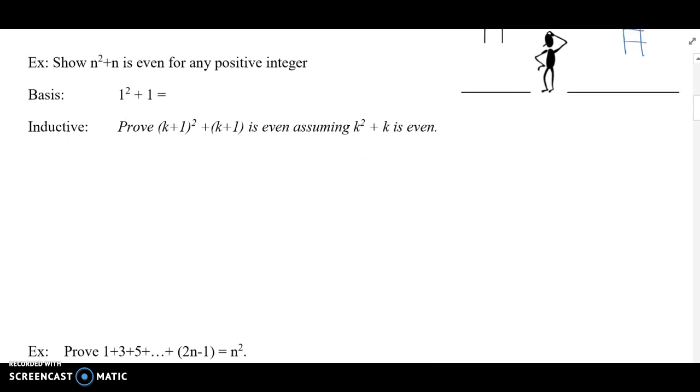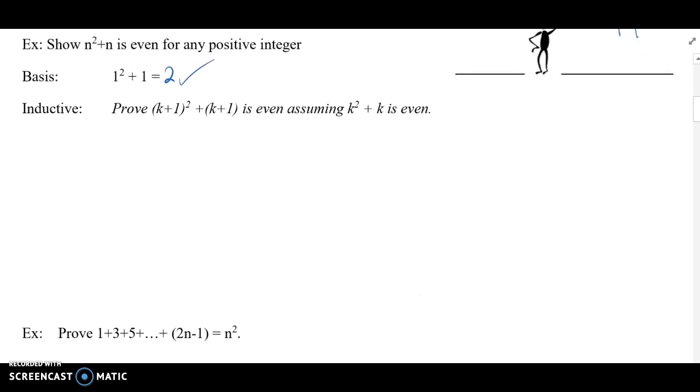And here's our first example. We want to show that n squared plus n is even for any positive integer. The first positive integer is 1, so we plug 1 in for n. 1 squared plus 1 equals 2. 2 is even, so check, that one works. The next step is the inductive step. We want to show that we can go from one rung of the ladder to the next.